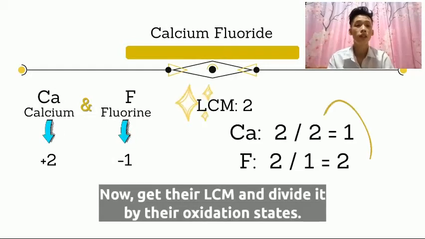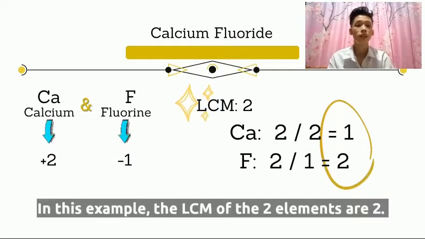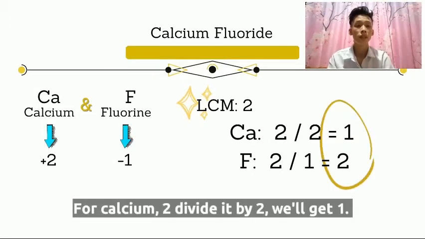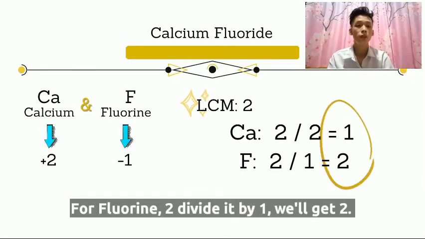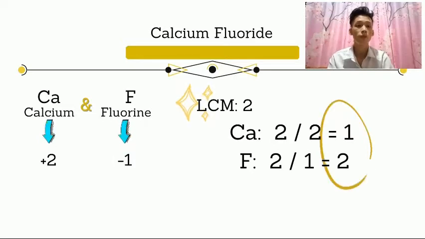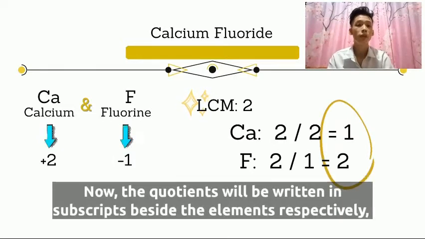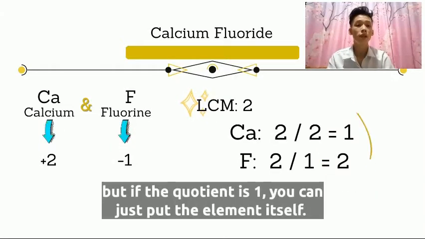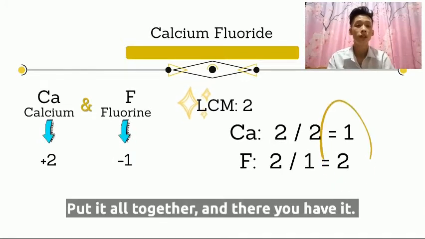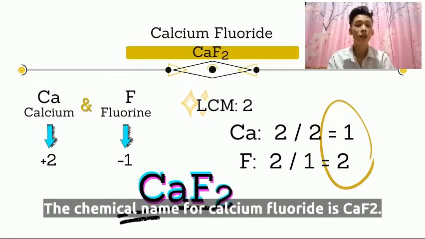Now, get their LCM and divide it by the oxidation states. In this example, the LCM of the two elements is 2. For calcium, 2 divided by 2 will get 1. For fluorine, 2 divided by 1 will get 2. Now the quotients will be written in subscript beside the element respectively. But if the quotient is 1, you can just put the element itself. Put it all together, and there you have it. The chemical formula for calcium fluoride is CaF2.